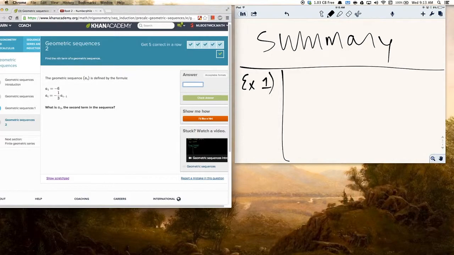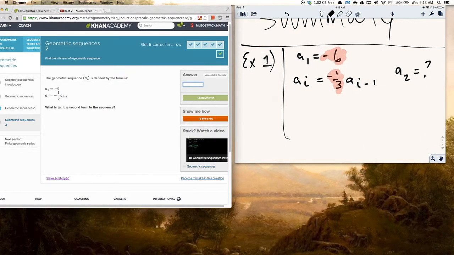So this is example 1. The next one is a sub 1 equals negative 6 and a sub i equals negative 1/3 times a sub i minus 1. There's really two important pieces of information here. It's this guy and this guy. And I'm looking for a sub 2 equals what? I'm going to notice that since a sub 1 is negative 6, my sequence is going to start at negative 6.